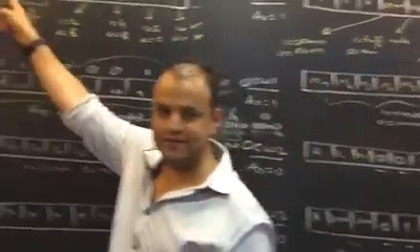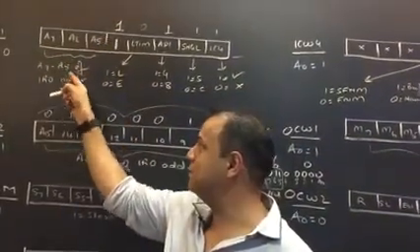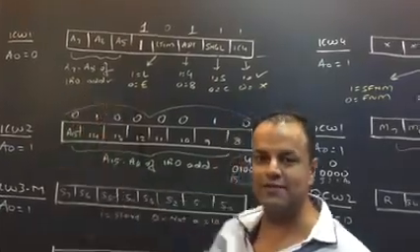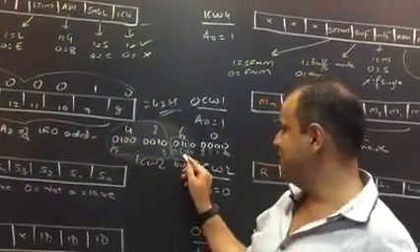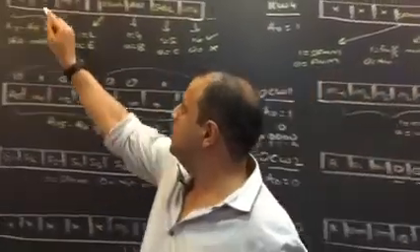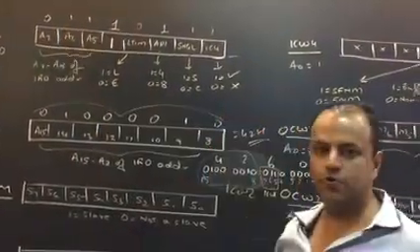Can you see? A7, A6, A5. A7 to A5 of IR0 address. So that means 011. 011 is what you give over here.